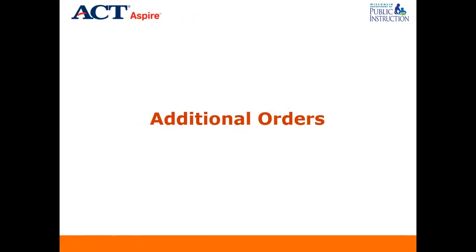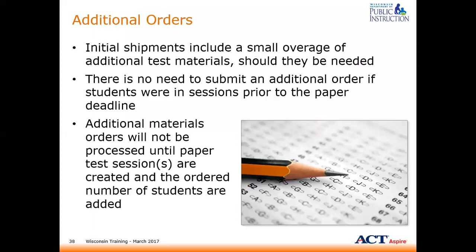Okay, so now we're going to move on to additional orders. This is new functionality this year. Before we review this process, though, just some things you need to keep in mind. So first of all, your initial shipments will include a small overage of test materials. So you don't need to submit an additional order if the overage is going to cover any additional students that have come in. And you don't need to submit an additional order for students that were in their test sessions by that March 24th deadline.